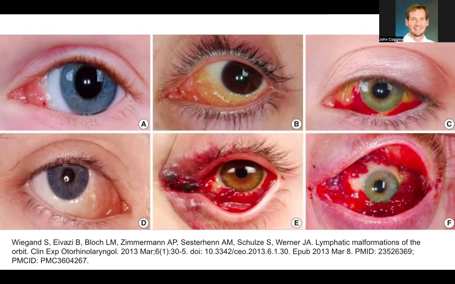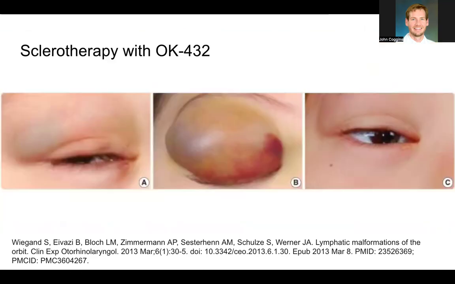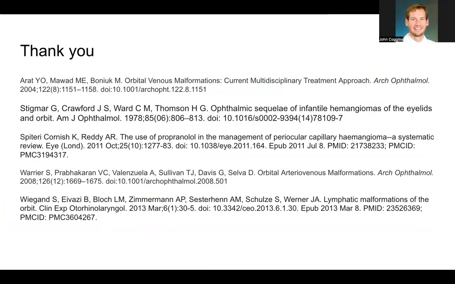So these are some examples of lymphatic malformations of the eye. And then the example of the sclerotherapy in image A, you can see the lesion. In image B, this is after sclerotherapy. So you can see how swollen it's gotten. And then image C is the final result, which looks much better.